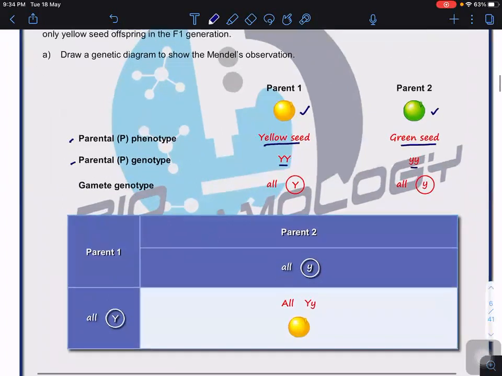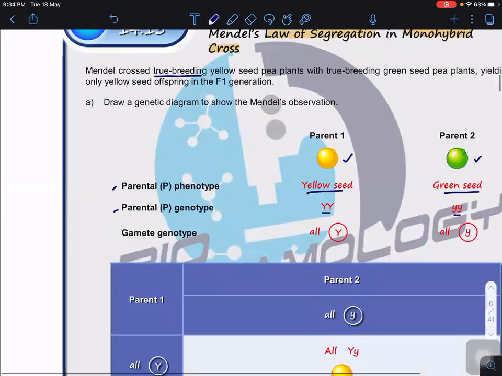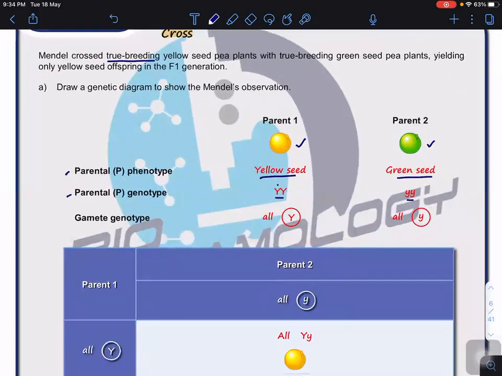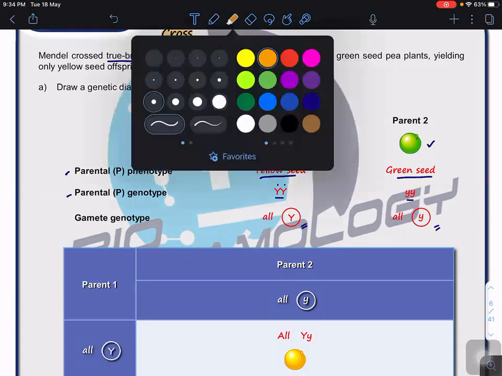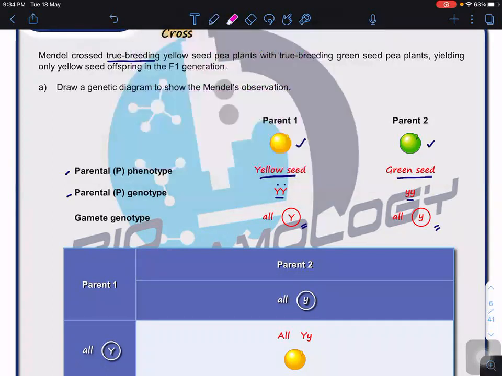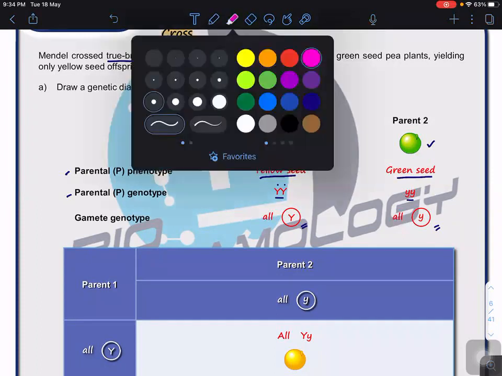Because of the law of segregation, look at this. We have 2 chromosomes, each one carrying the big Y allele. So when you segregate, all the gametes will have big Y for parent 1, and parent 2 will have small y. Here I want you guys to highlight the first thing: you must include probability. Not a nice color, let me see what color I can choose better.